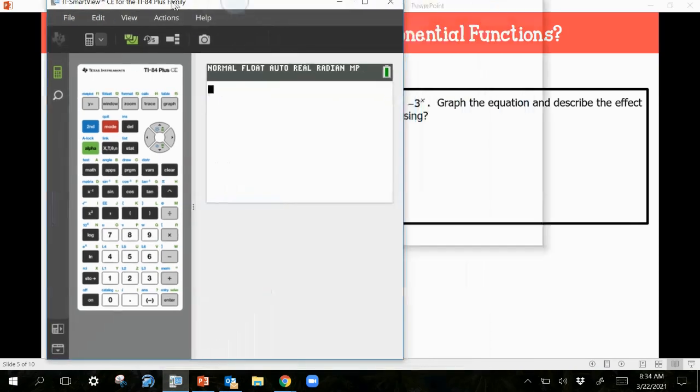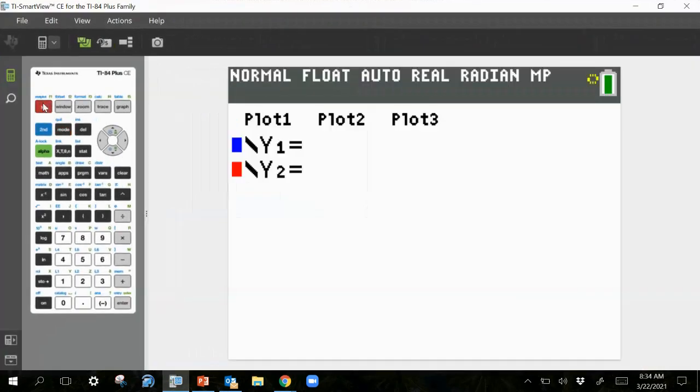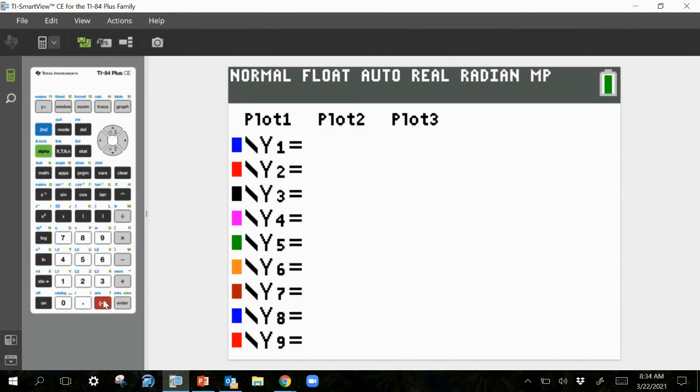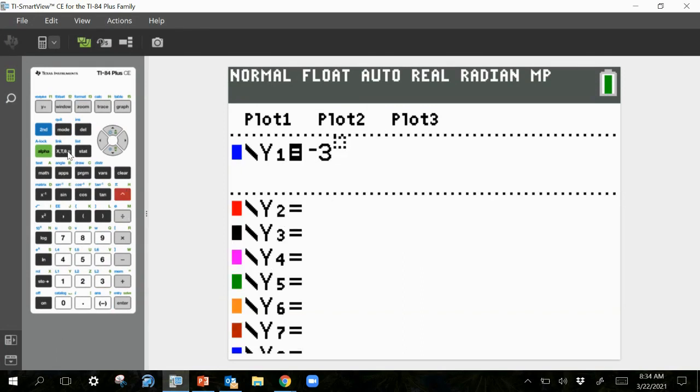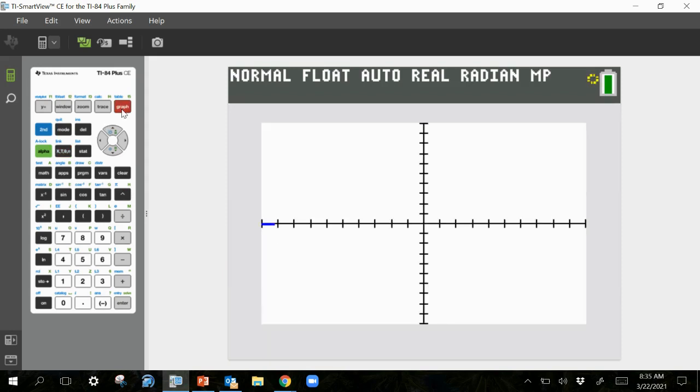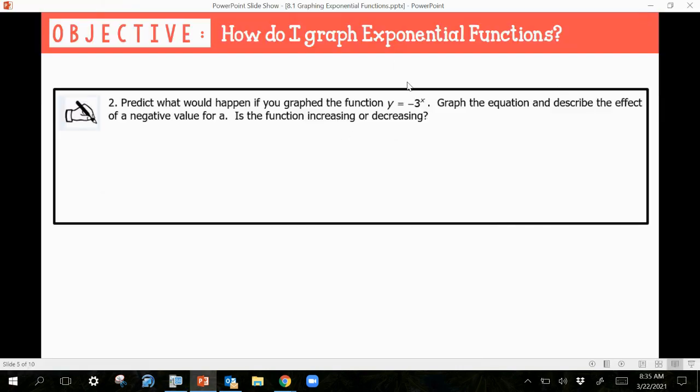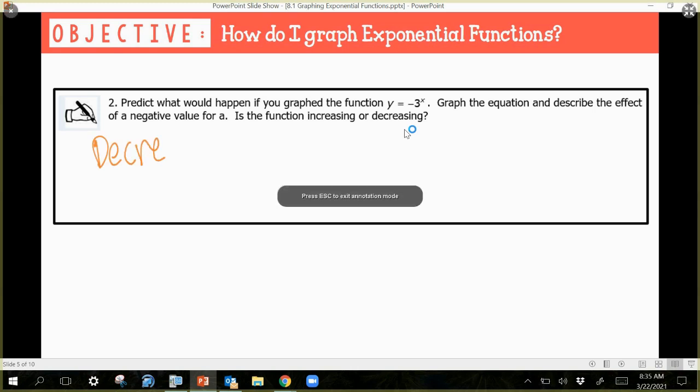I'll go ahead and put it in my calculator for us. So in y equals, I'm going to put -3, then I'm going to use this caret to put the x in the exponent. Now when I press graph, it has that flat part and then it's going down. So that negative right there made it decrease. So now my graph is decreasing.